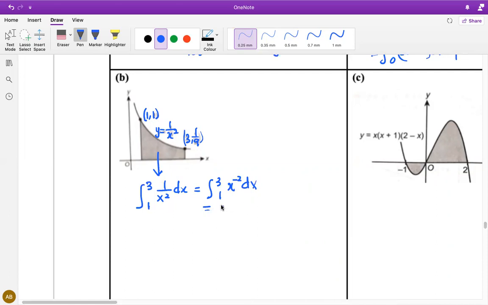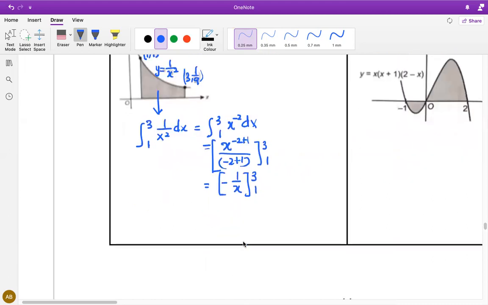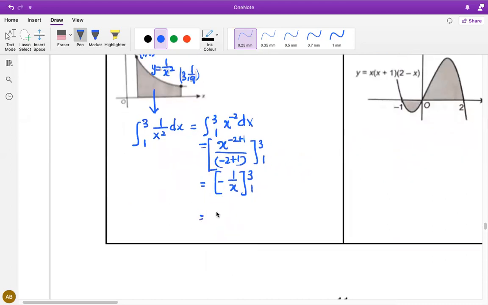Okay, so when you integrate, you get x to the power of negative 2 plus 1 over negative 2 plus 1. Before you substitute the values, we simplify first. So you get negative 1 over x, from 1 to 3. Substituting the values, you get negative 1 over 3 minus negative 1 over 1. So it's 1 minus 1 over 3, and you get 2 over 3. That is your answer, right?